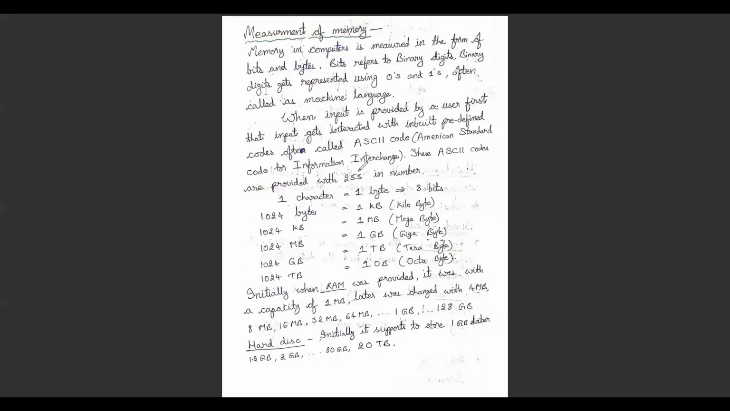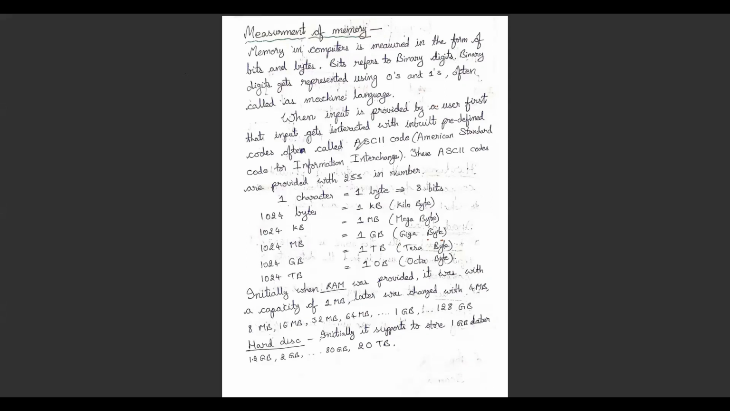Now, memory is measured in terms of zeros and ones, that is, in terms of bits and bytes. Generally we see zeros and ones, which is called machine language. When the input is provided by the user, it is first interpreted using inbuilt predefined codes, often called ASCII code. You can see here, this is all about your ASCII code.